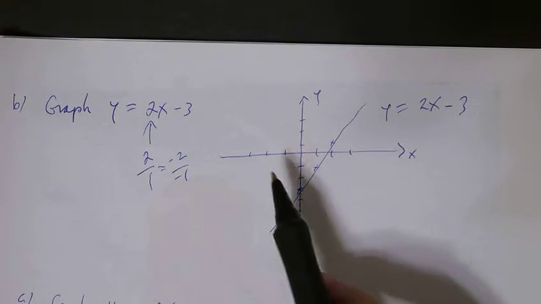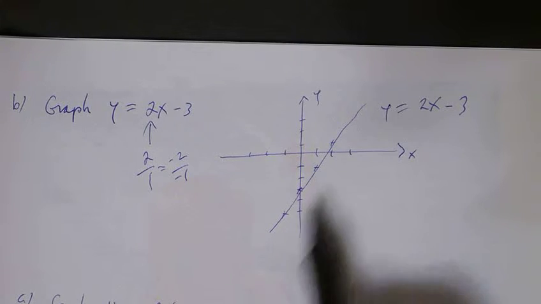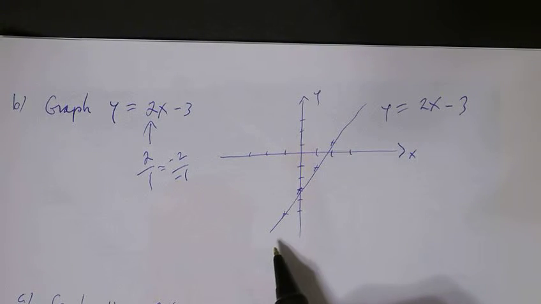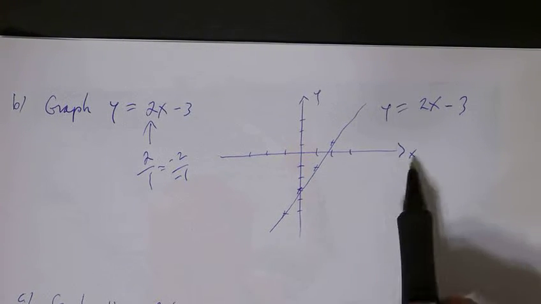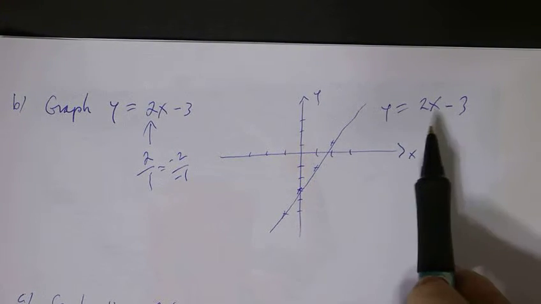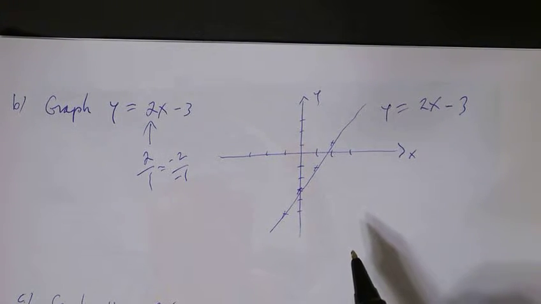Pay attention to the orientation of this straight line. From left to right, the line goes up. So in this case, it's like going uphill, like taking a hike, literally. From left to right, you climb, you go uphill, because in this situation, the slope is positive.